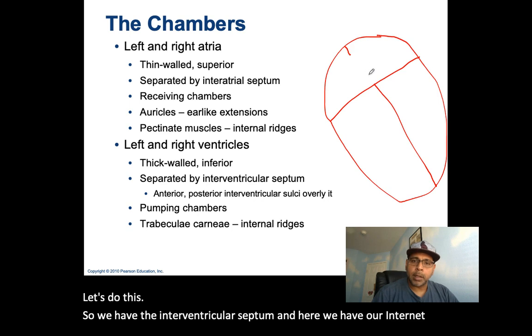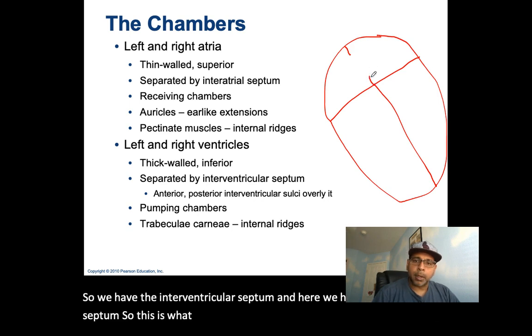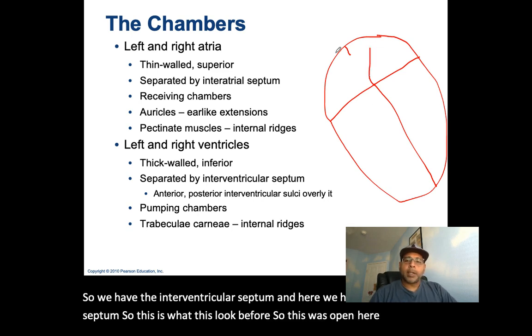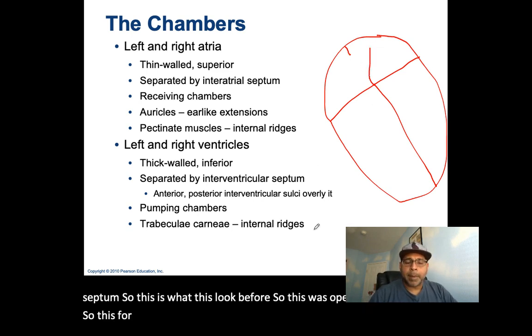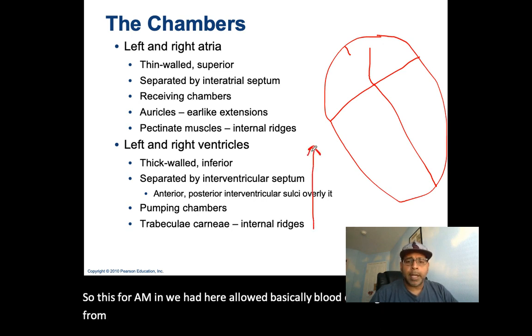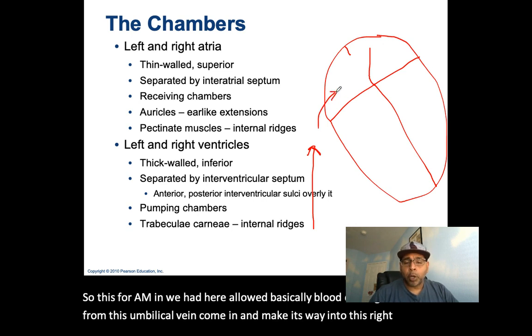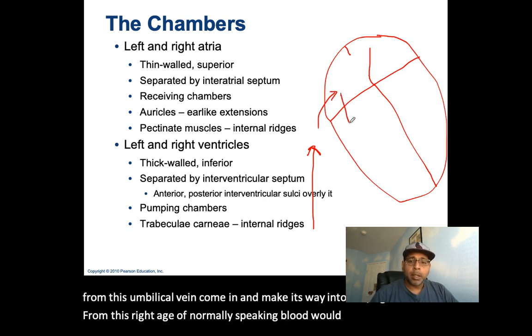So this is what this looked like before. So this was open here like this. Okay, so this foramen we had here allowed basically blood coming from mom, from this umbilical vein, to come in and make its way into this right atrium. From this right atrium, normally speaking, blood would be routed into this right ventricle. From here, it would go to the lungs.